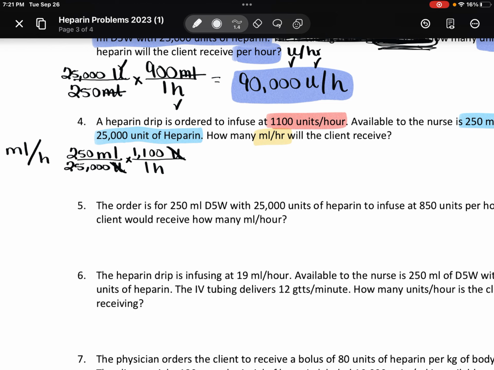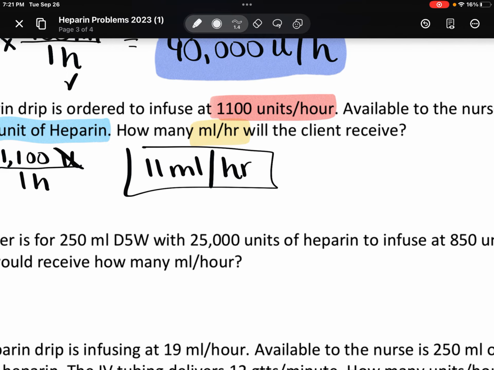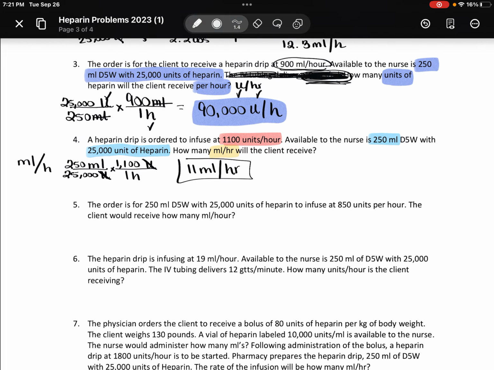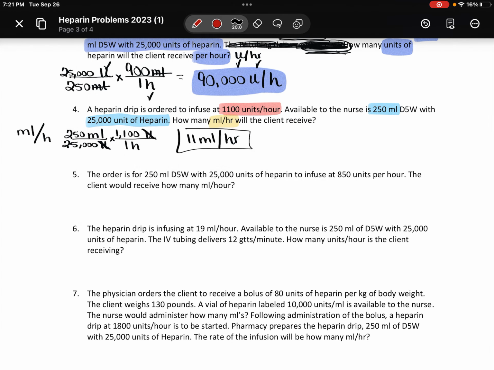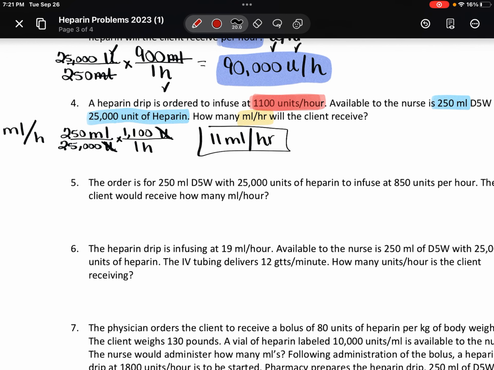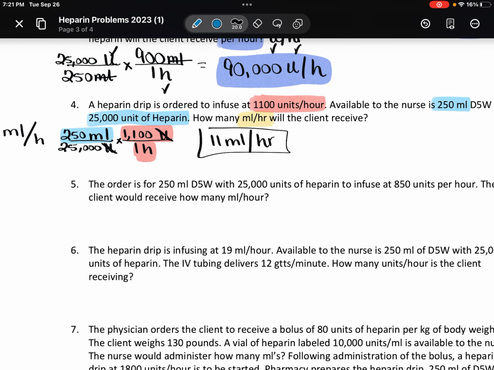So 250, I'm going to times that by 1,100. I'm going to divide that by 25,000. That gives me 11 milliliters per hour. And that would be number 4. So if you look at it, this part right here, I put here. And I used blue for this part right here. I pulled that.